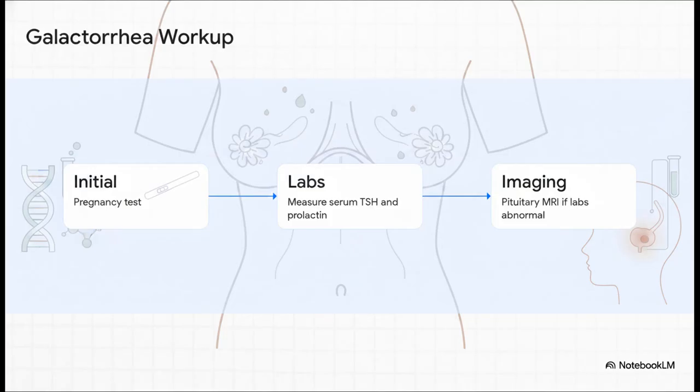For galactorrhea, the workup follows a very specific sequence. Always start with a pregnancy test. Next, measure prolactin and TSH levels and do a thorough medication review. You only move on to a pituitary evaluation if those initial steps point you there.